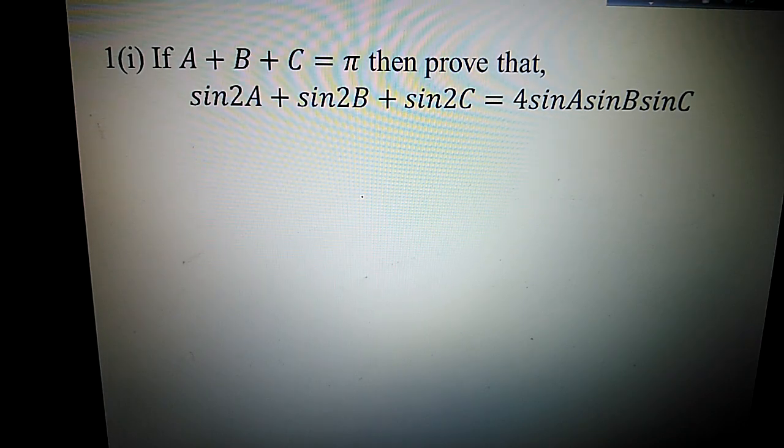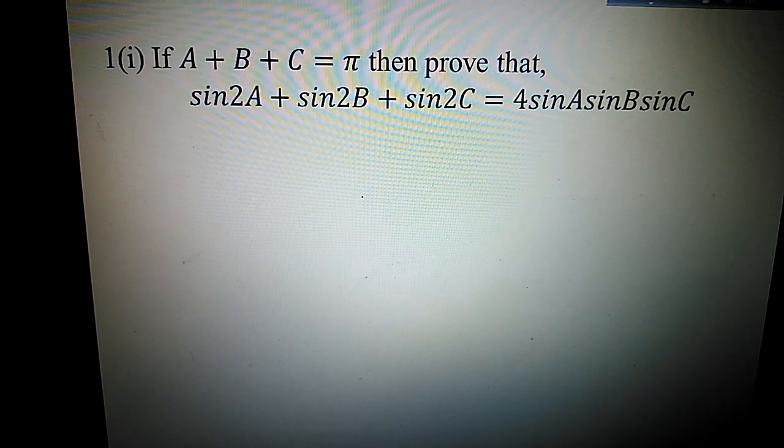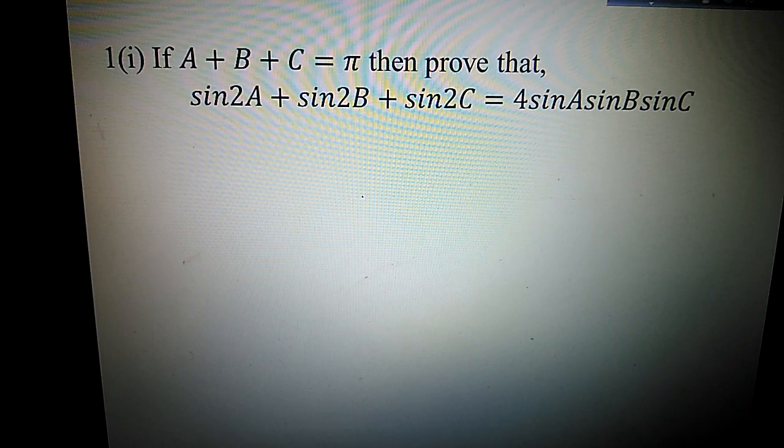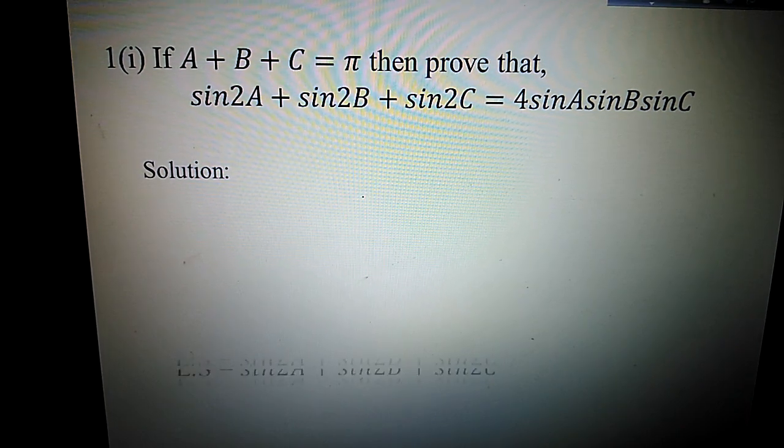It is question number 1. If a plus b plus c equals pi, here a, b, c are all three angles and the summation is pi, then you have to prove that sine 2a plus sine 2b plus sine 2c is equal to 4 sine a into sine b into sine c. Now we're going to the solution.